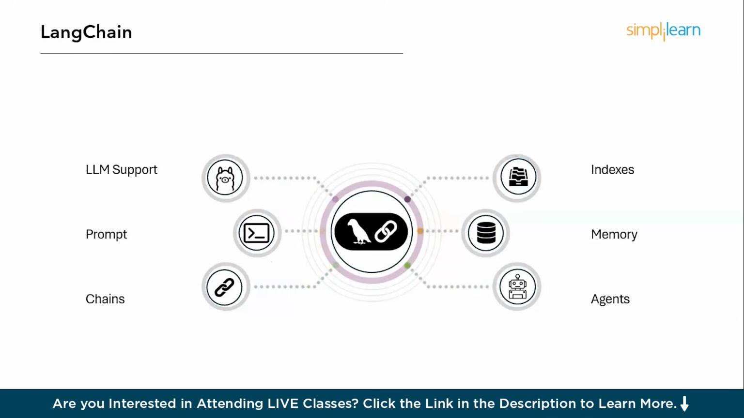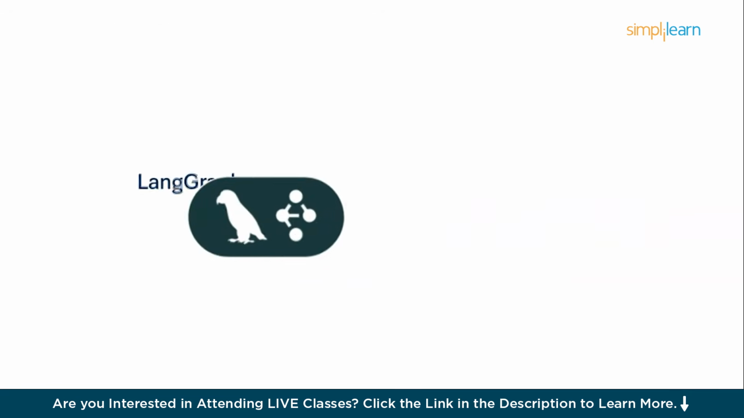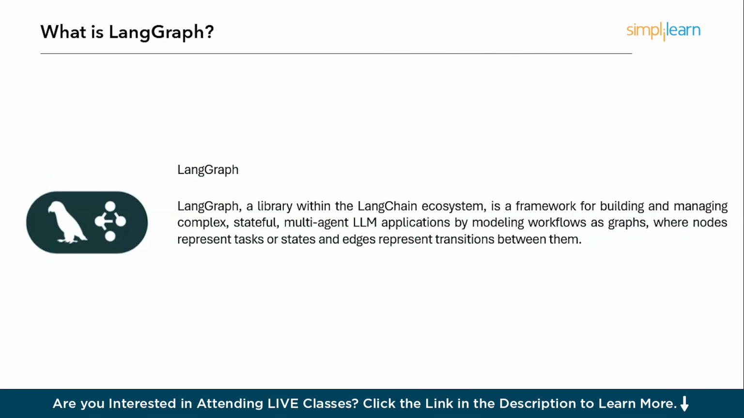Now, let's proceed with the next one in this tutorial, which is LangGraph. So what exactly is LangGraph? By definition, LangGraph is a library within the LangChain ecosystem. It is a framework for building and managing complex stateful multi-agent LLM applications by modeling workflows as graphs, where nodes represent tasks or states and edges represent a transition between them.